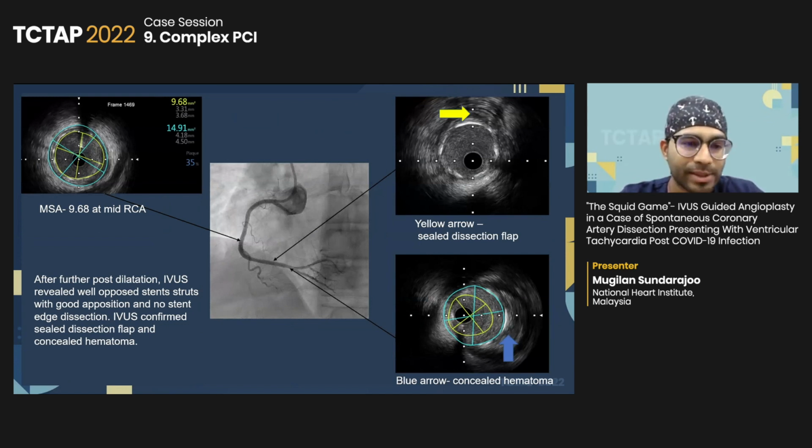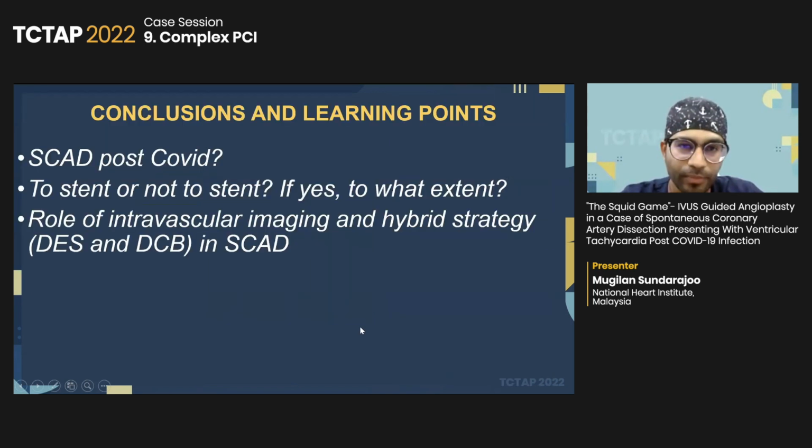So we did another IVUS run. We realized that the stents were well apposed, with no evidence of stent-edge dissection, and the IVUS confirmed that the dissection flap is sealed and there's a concealed hematoma. Basically, looking at the MSA at the mid RCA, it was 9.68, and the IVUS findings basically fulfill all 3 criteria from the ULTIMATE trial. From here, you can see the yellow arrow actually shows the sealed dissection flap and the concealed hematoma.